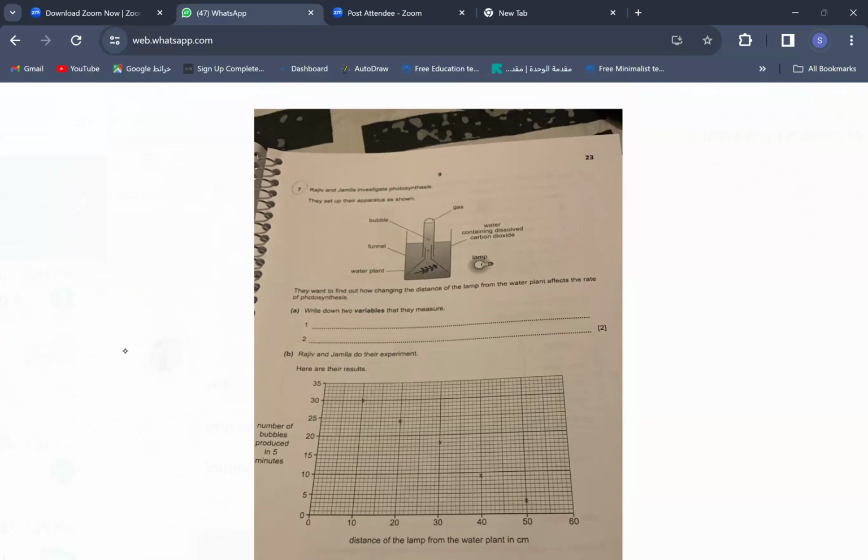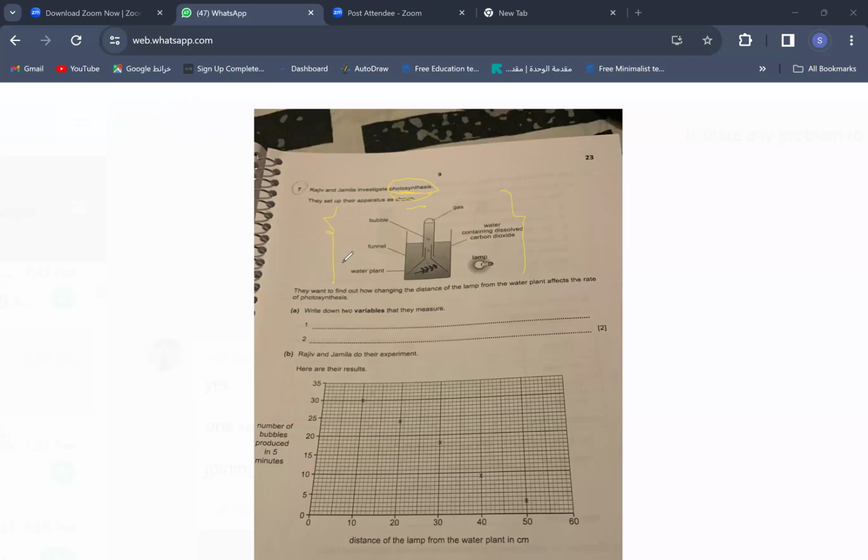Rajiv and Jamila investigate photosynthesis. Yeah, we have to highlight as you're reading such a question, you have to know when you have to highlight. Let's take the photosynthesis, the first point to be highlighted. They set up their apparatus as shown here. This is the apparatus that they used to investigate the process of photosynthesis.